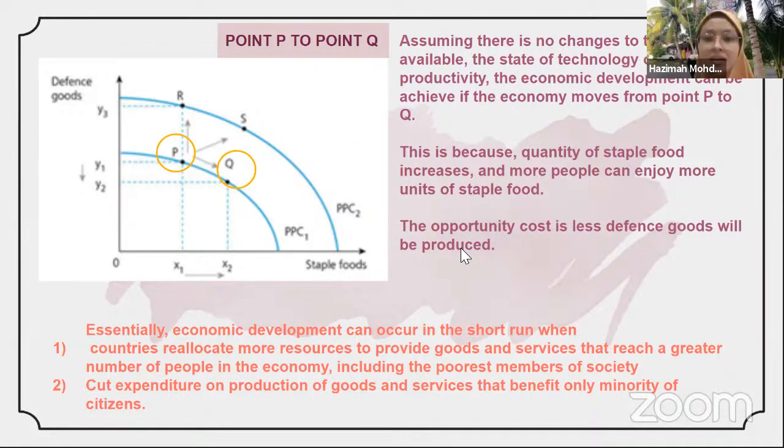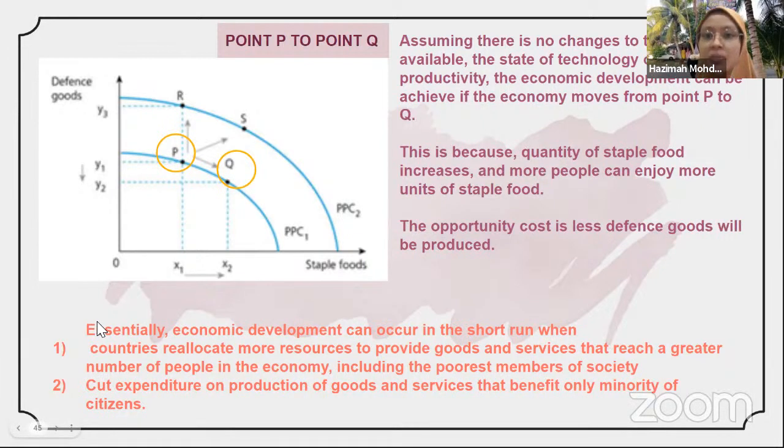And then yang Chris tanya tadi, kita boleh tengok economic development ni in the short run, because countries ni they reallocate more resources to provide goods and services that reach a greater number of people in the economy, including the poorest members of society. Meaning, okay, ni number one. And number two, we cut expenditure on production of goods and services that benefit only minority of citizens.